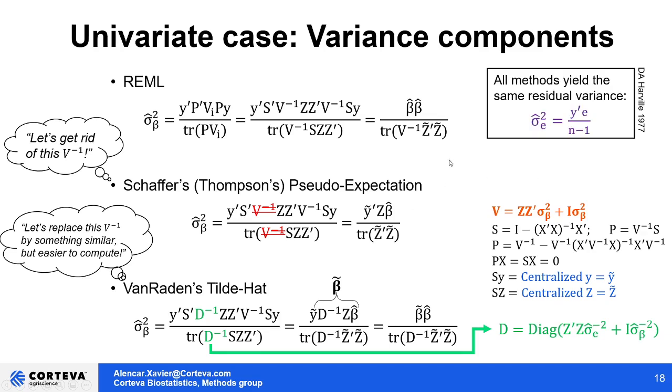And all those methods can use the same residual variance solution as the one proposed by Harville in 1977, which is very easy to compute. It doesn't take much. Really, the problem lies in computing the variance components regarding the genetic variance. And one thing that we want to avoid at all costs is to build or invert the V matrix, because that can be very large.